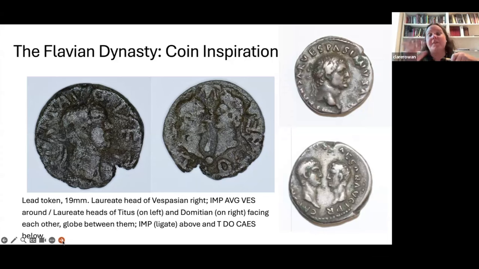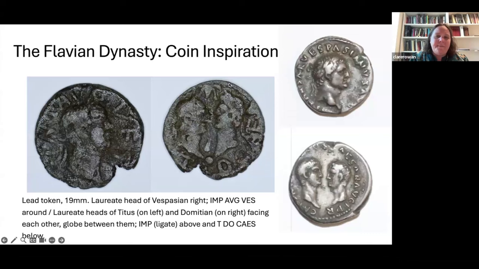So this is a token from the Flavian dynasty. We have the Emperor Vespasian on side A. And then we have Titus and Domitian facing each other on the other side. And this clearly references a known coin type from the period, which shows the exact same image. But there are interesting differences. On the coin, both Titus and Domitian are bareheaded. I mean, they're not emperors yet. But if you look on the token, both Titus and Domitian have laurel wreaths. So something has gone on here.